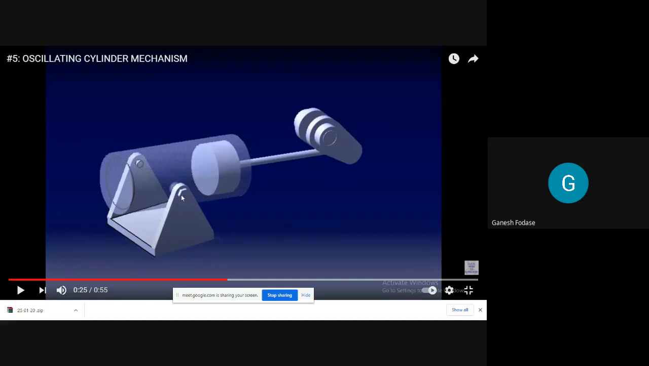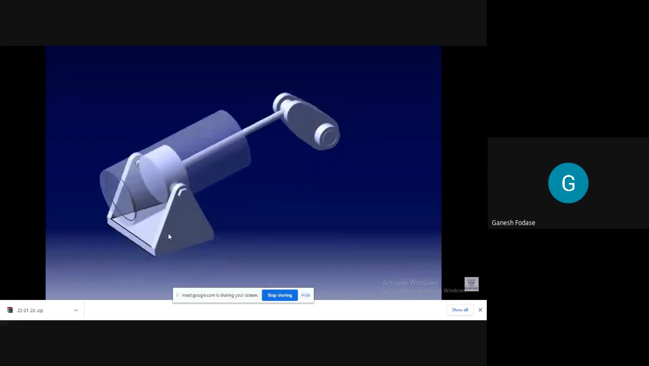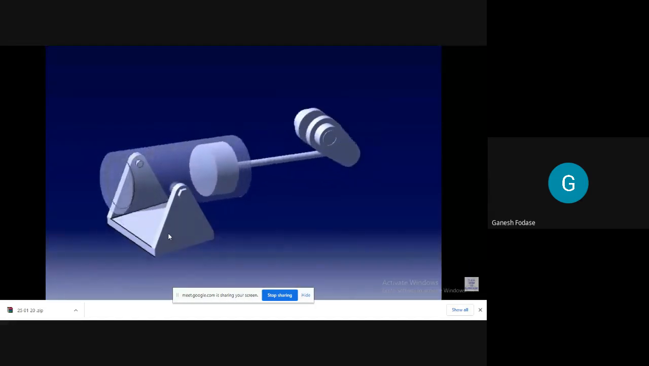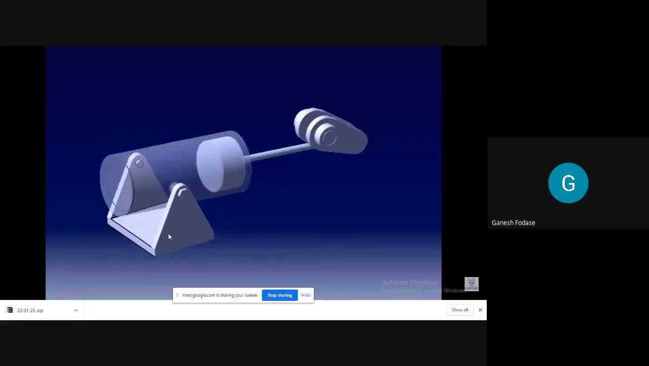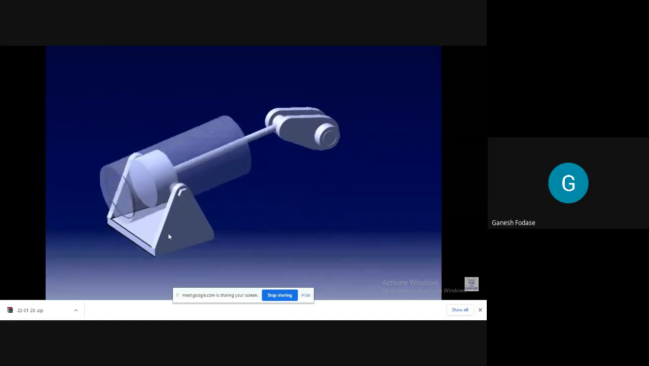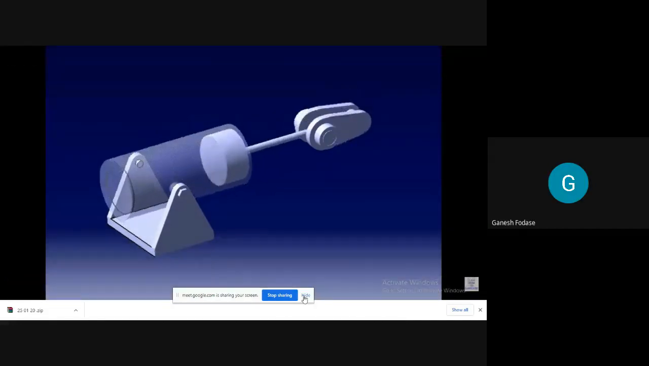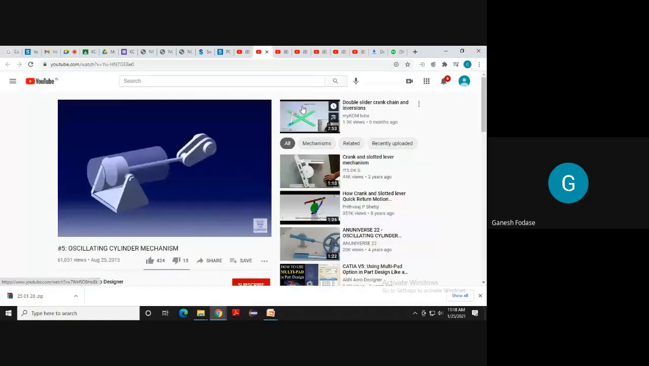Whenever this link number 4 is connected to link number 3, about that point the cylinder oscillates and it forms a turning pair. Now this stand is considered as the fixed link about which it oscillates. So link number 4 with link number 3 forms a turning pair, and about that point this cylinder will oscillate. The simple mechanism, the oscillating cylinder engine mechanism. Clear? Yes, sir. So this one is the third inversion.